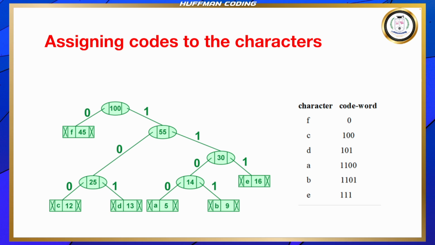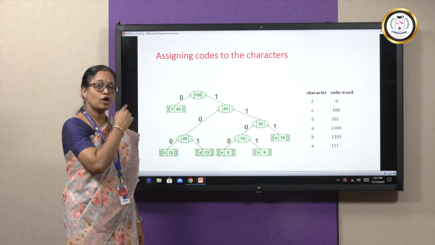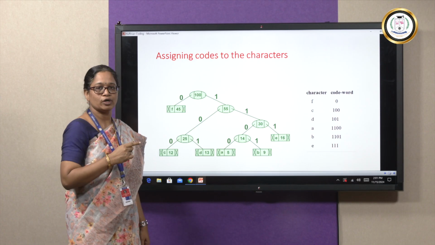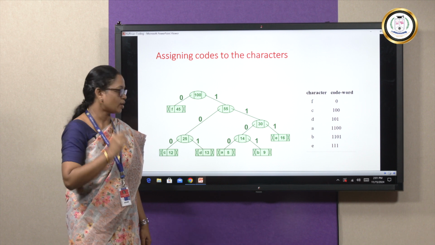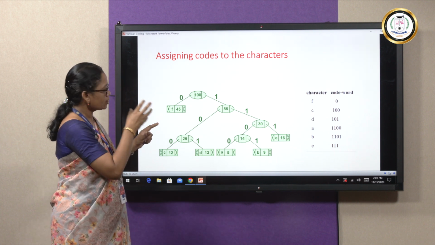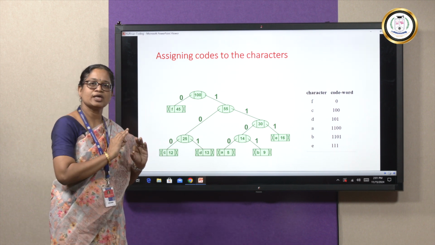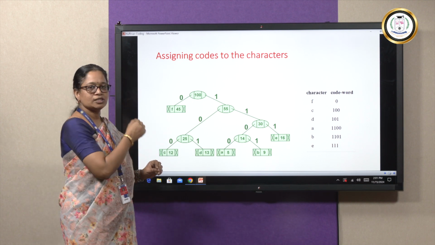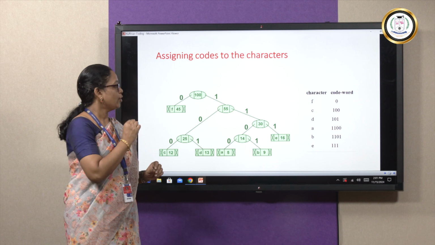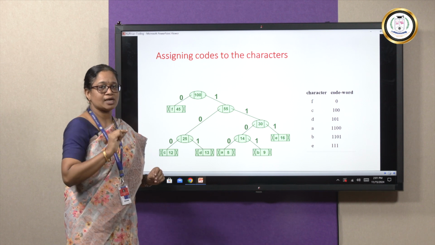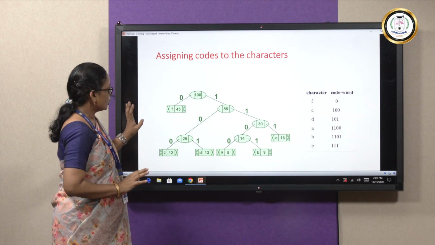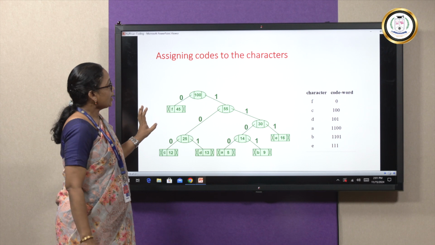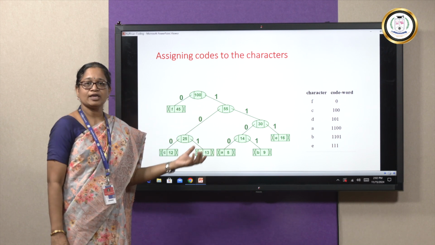So starting from the root node from 100 to 45, since it is a left node, we have assigned the value 0. When you are encountering a right node, you just assign the code value 1. So in all the subtrees, you do the same assigning process. When you encounter a left node, just assign 0. When you encounter a right node, just assign 1. So now we have come up with the code words for the given characters.